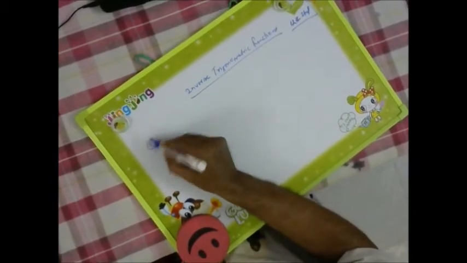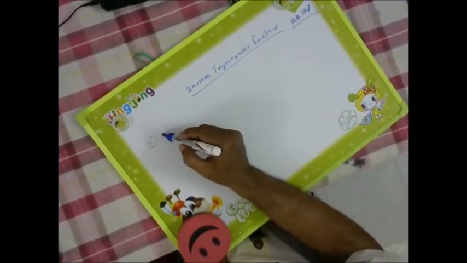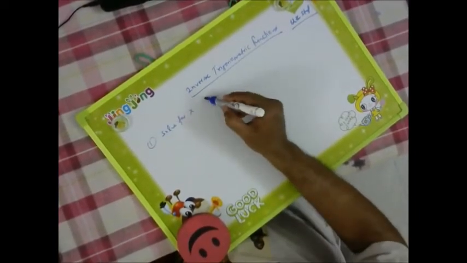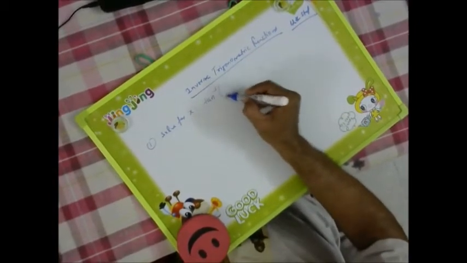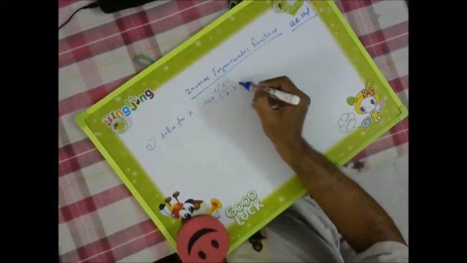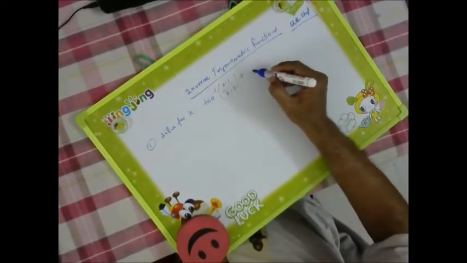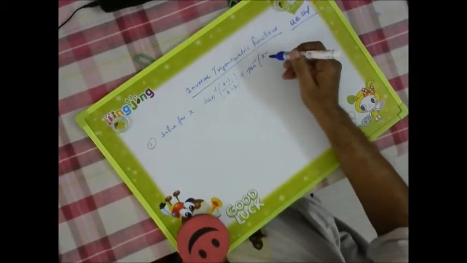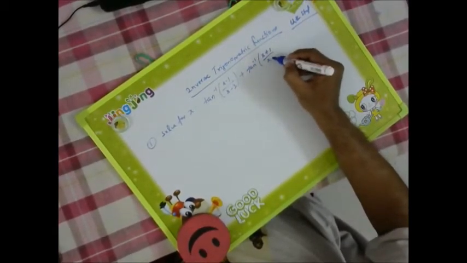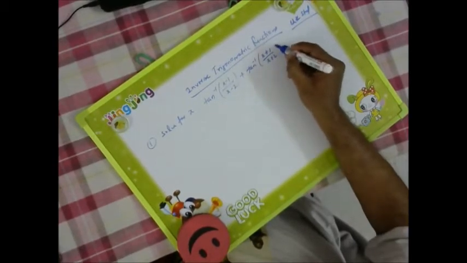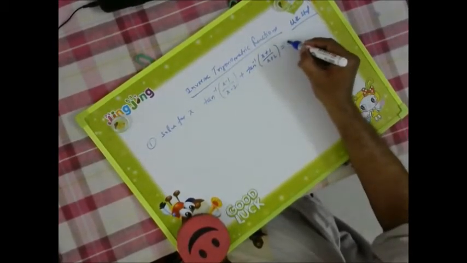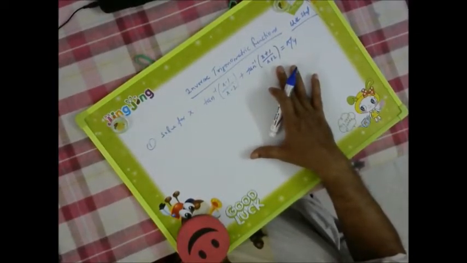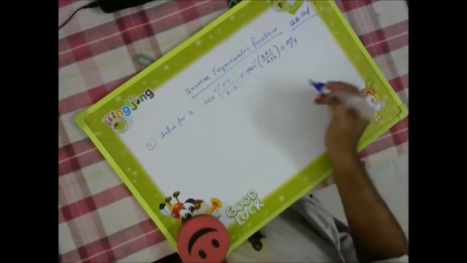Question number 1: solve for x. The expression given is tan inverse of (x minus 1) by (x minus 2) plus tan inverse of (x plus 1) by (x plus 2) is equal to pi by 4. This is the expression given to us, and we are going to solve it now.